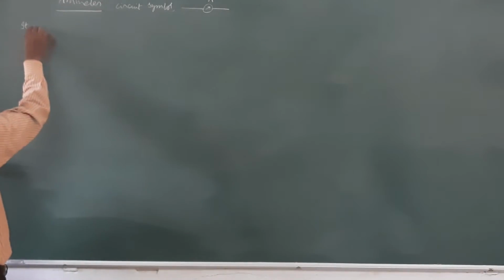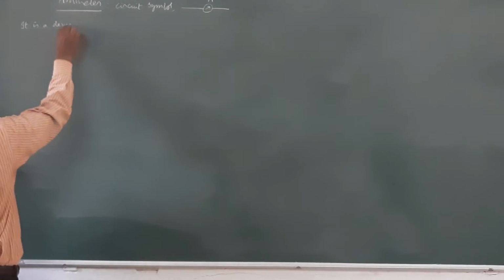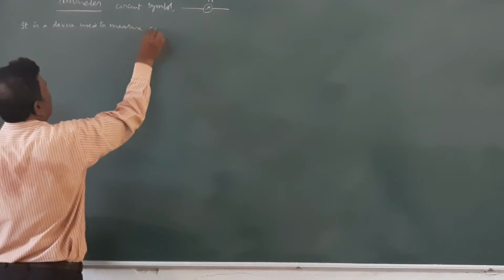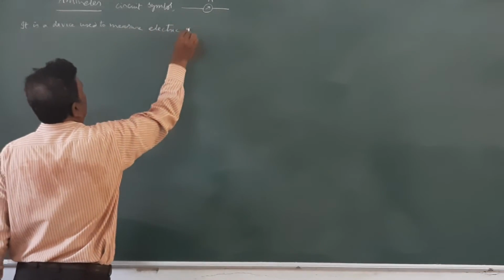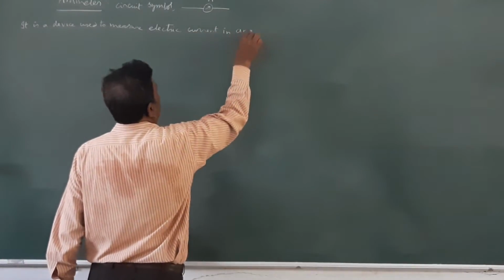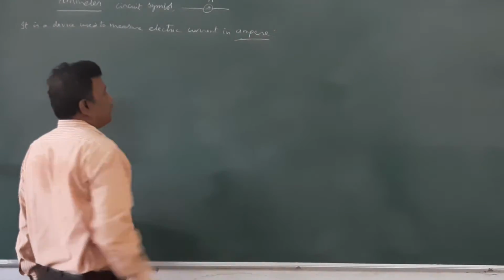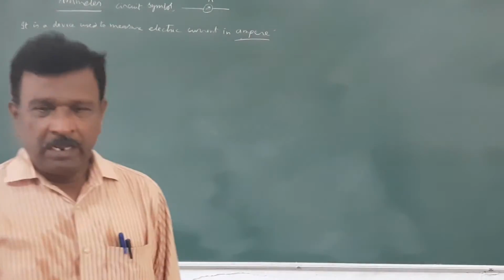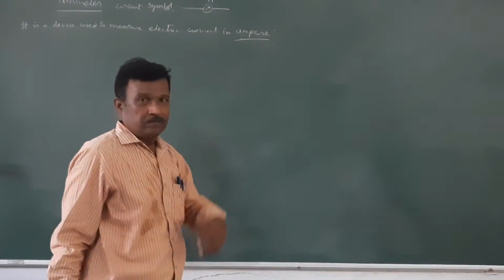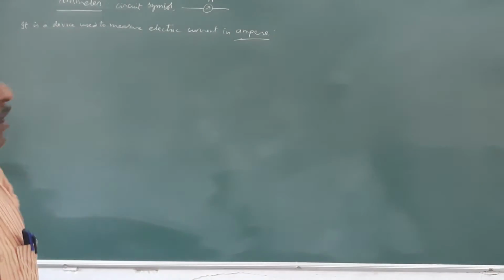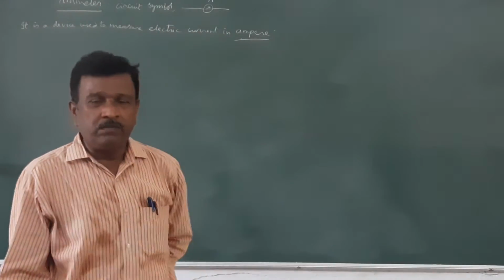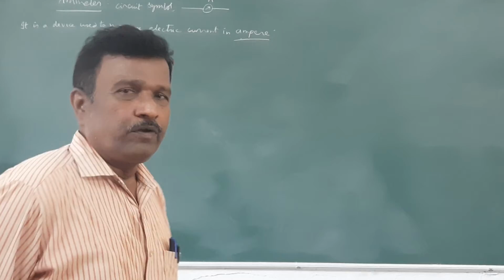It is a device used to measure electric current in amperes. I have already told you that electric current is measured in ampere. So this ammeter device is used to measure electric current in ampere units.